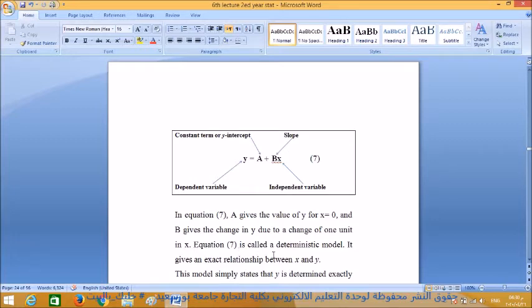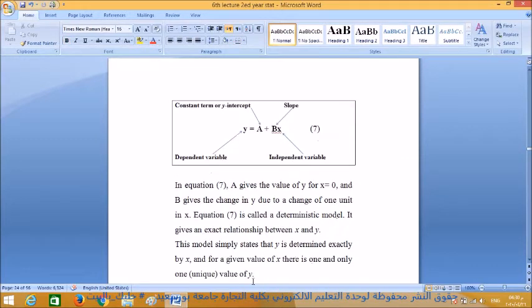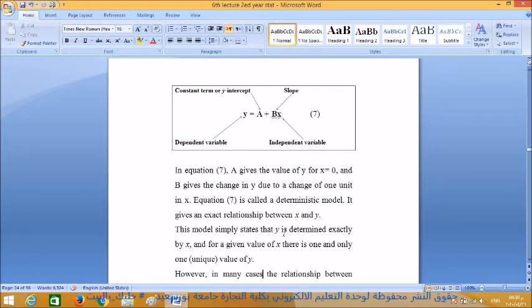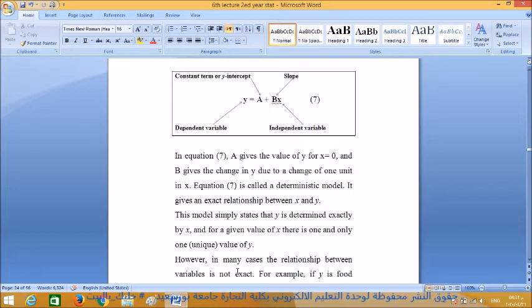It's called a deterministic model. This model is called a deterministic model, not a probabilistic model. This model simply states that y is determined exactly by x, and for a given value of x there is only one value for y. In this case the relationship is called deterministic.